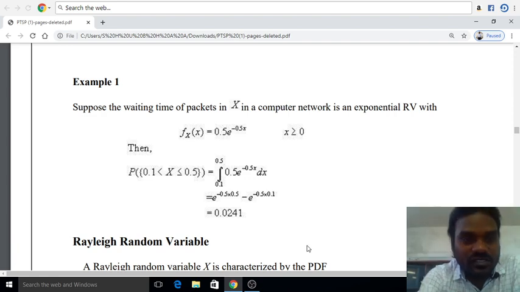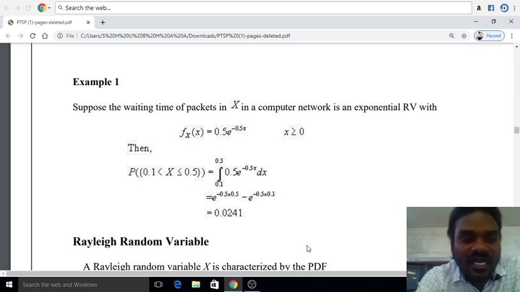Suppose the waiting time of packets in a computer network is an exponential random variable, RV stands for random variable, with the formula given by f_X(x). The standard formula is lambda into e to the power of minus lambda into x. Here lambda is given as 0.5. X, whatever it may be, must be greater than or equal to 0, so that it is 0.5 into e to the power of minus 0.5 into x.